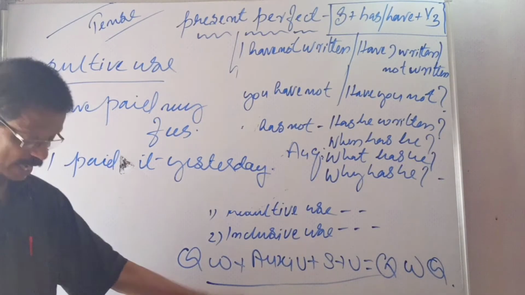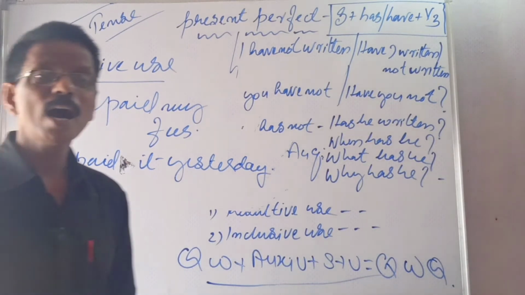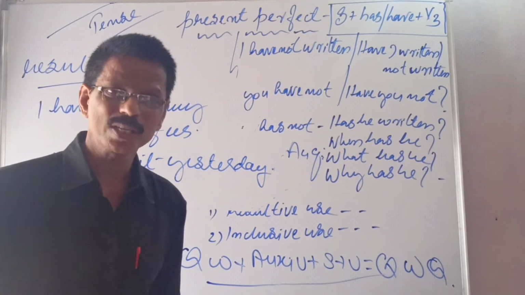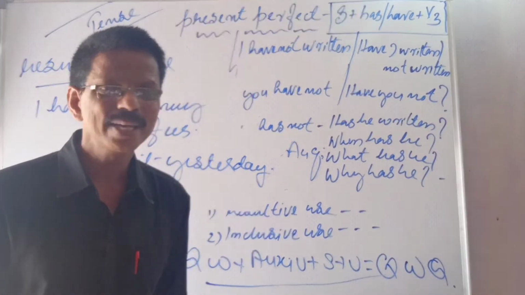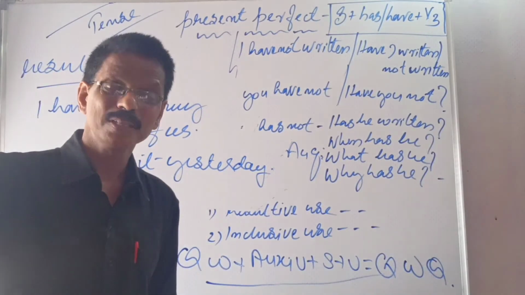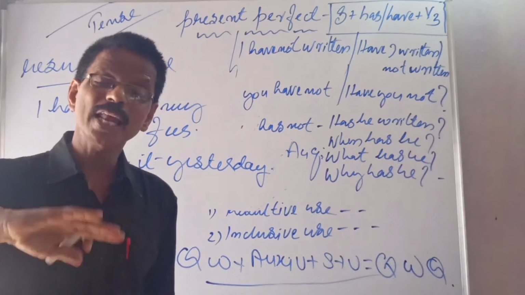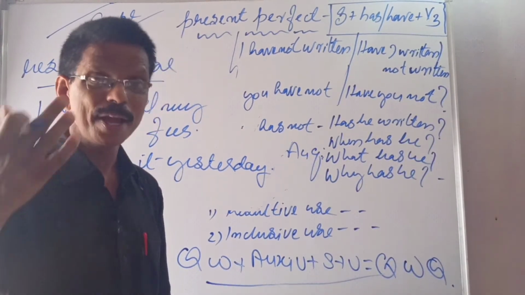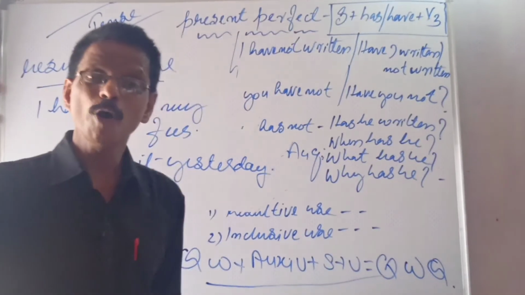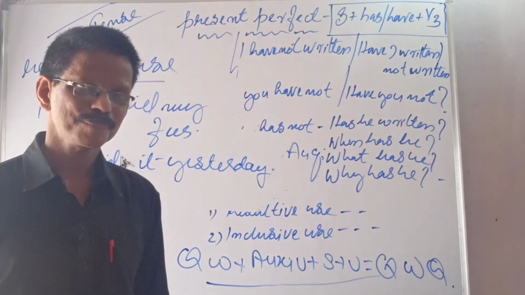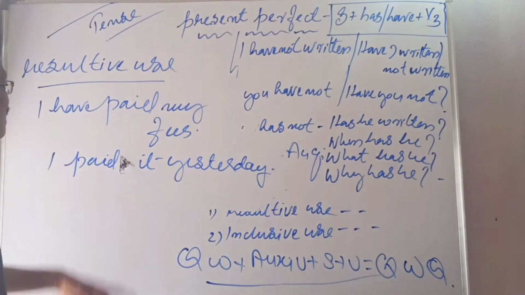Take another example. For example, I have paid my electricity bill. What does it mean? I don't need to pay it again until next month or next time when it should be paid. So the result will remain up to that next period. So, I have paid my fees. I have paid my electricity bill. So there is the resultive use.